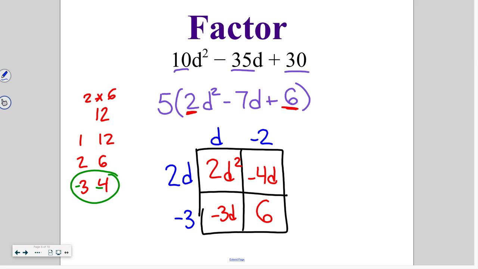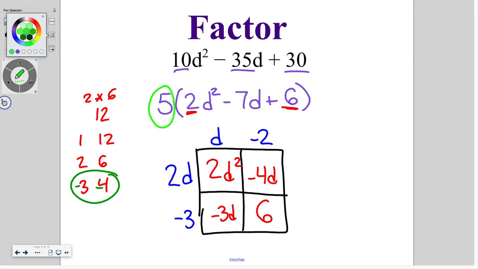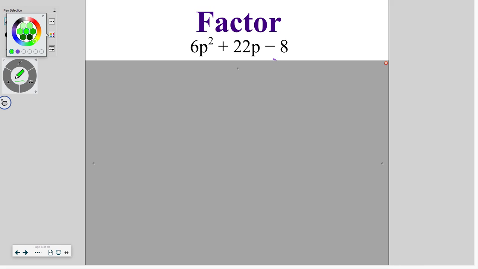So now that we've got our factors, we want to write out our final answer. One piece that we want to make sure that we don't forget is that 5 from the beginning. We factored that 5 out. So I'm going to start with the 5, and then my 2 pairs of parentheses are 2d minus 3 and d minus 2. So that 5 that we pulled out at the beginning doesn't go away, it just becomes part of our final answer. Go ahead and try this one on your own, factoring out the GCF first.